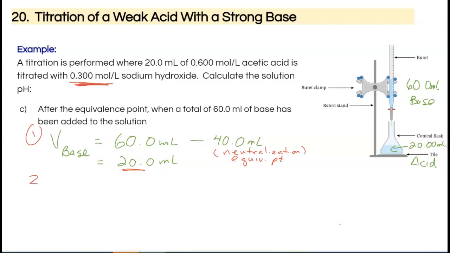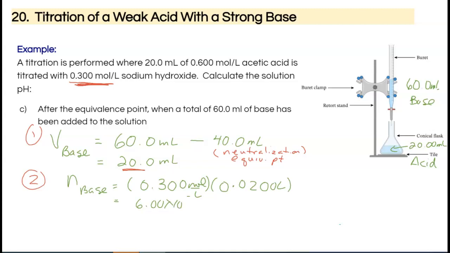Then step number 2 is to say, all right, my number of moles of base is going to be the initial concentration, 0.300 moles per liter, times the volume of excess, 0.0200 liters. That gives me 6.00 times 10 to the power of -3 moles of sodium hydroxide. But I actually don't have that in 20 milliliters anymore. I've got it in a much larger volume of solution.